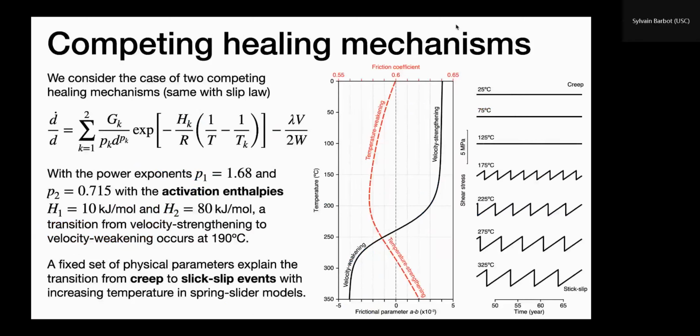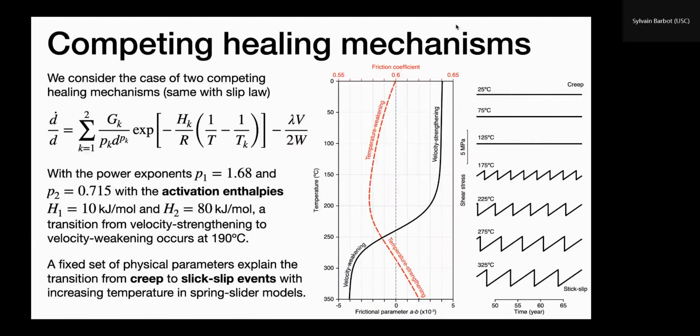Okay, so to illustrate the behavior of this system, I consider a synthetic test where we have only two healing mechanisms, because that happens to be basically what is necessary to explain a lot of data, just two mechanisms. And so I give them different activation energies of 10 and 80 kilojoule per mole, and power law exponents such that we will have typical frictional parameters.